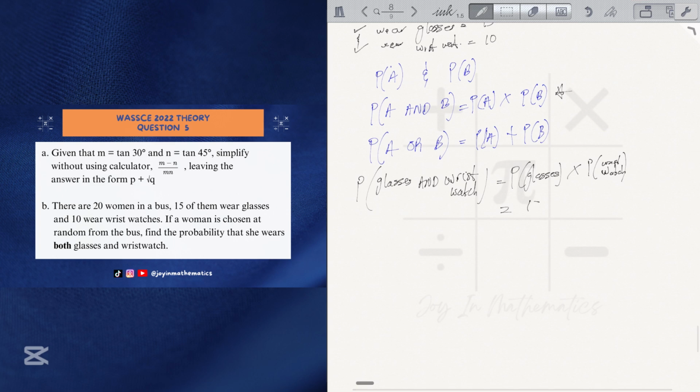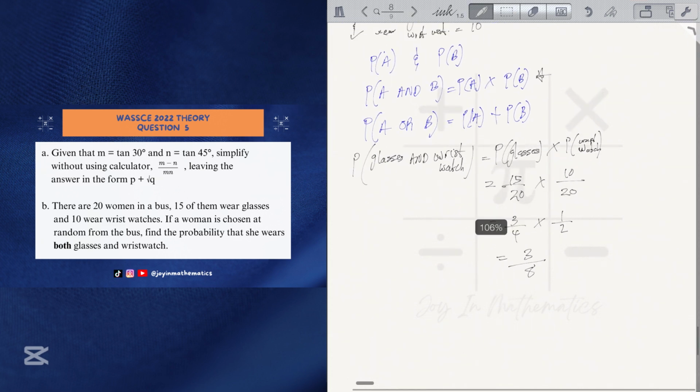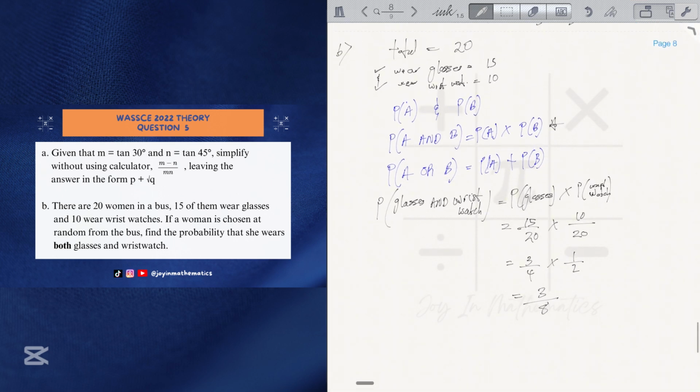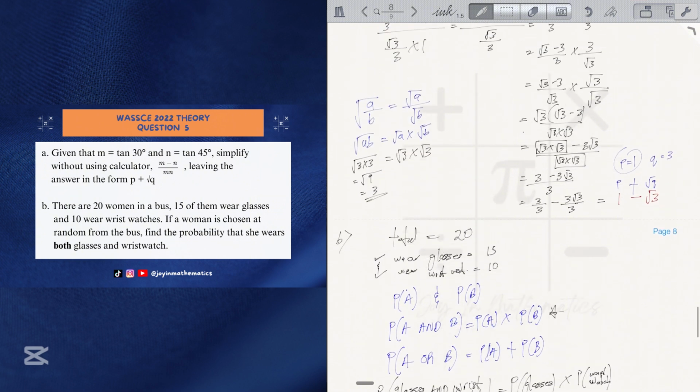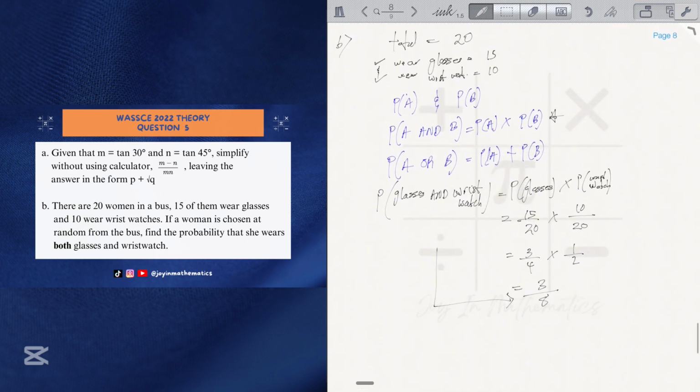So this will be 15 divided by 20 multiplied by 10 divided by 20. Simplifying this, 15 divided by 20 is 3 over 4, and 10 divided by 20 is 1 over 2. When we multiply this out, we will have 3 over 8. So the probability that a woman chosen at random from the bus wears both glasses and wristwatch is 3 over 8. So we have solved for 5b, and if you recall, we solved for 5a also. Let's proceed to the next question.